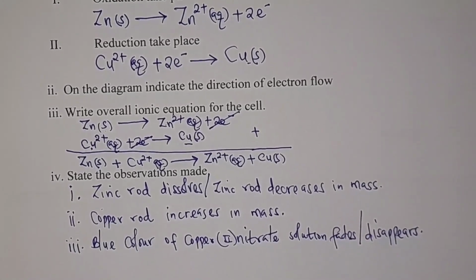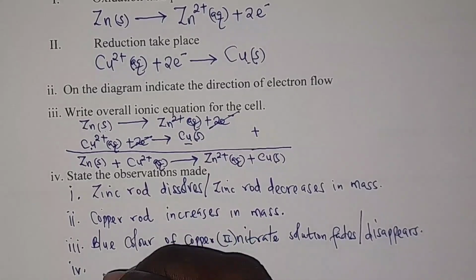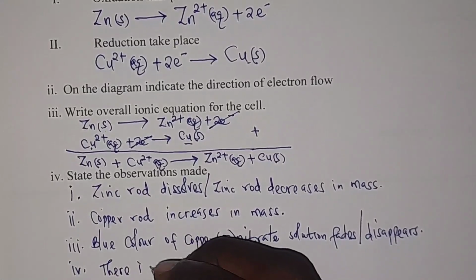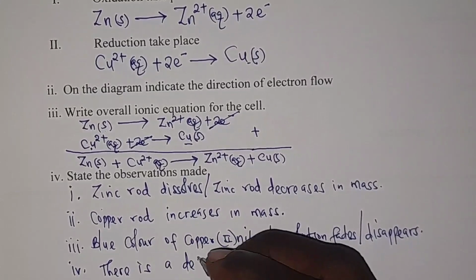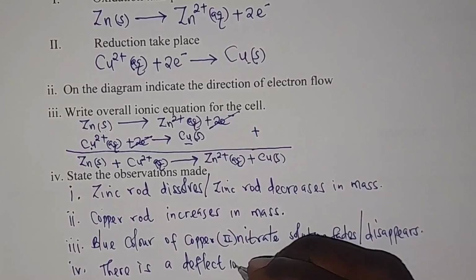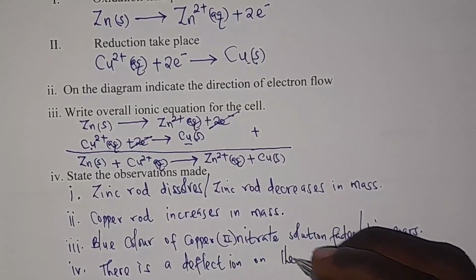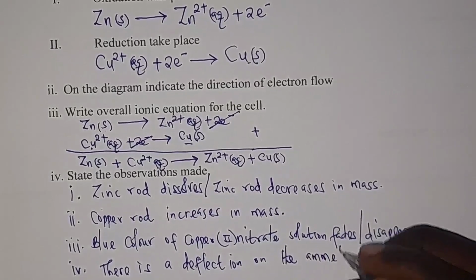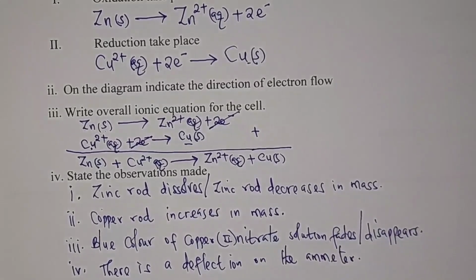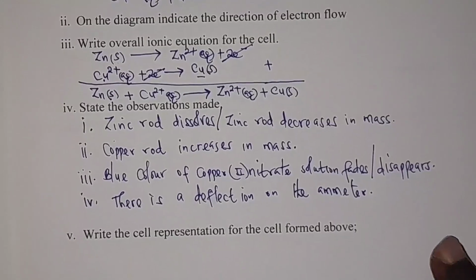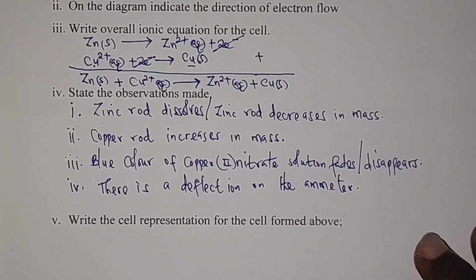Then the last observation that we can see is that there is a deflection on the ammeter. That will be the other observation that we are going to have. Lastly, we are told to write the cell representation for the cell formed above.